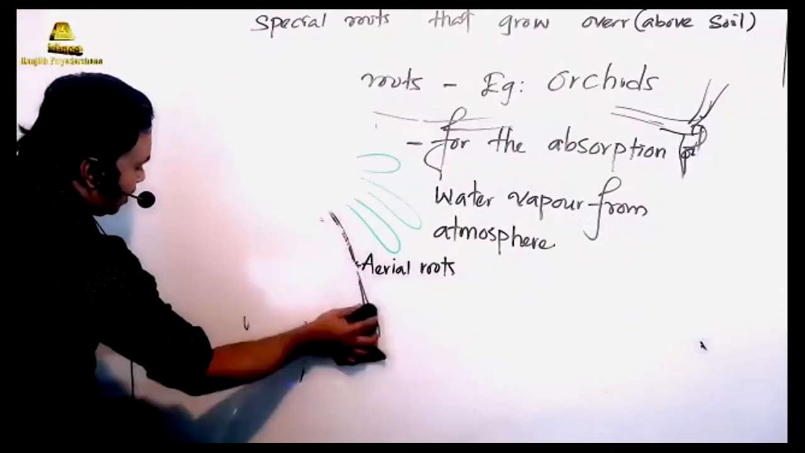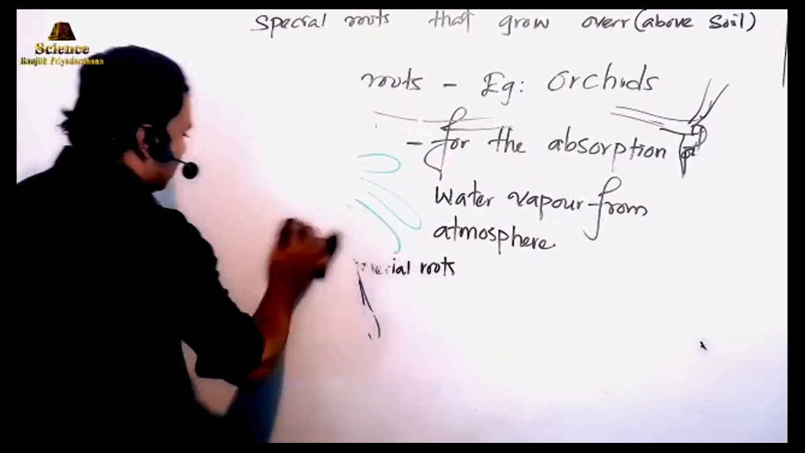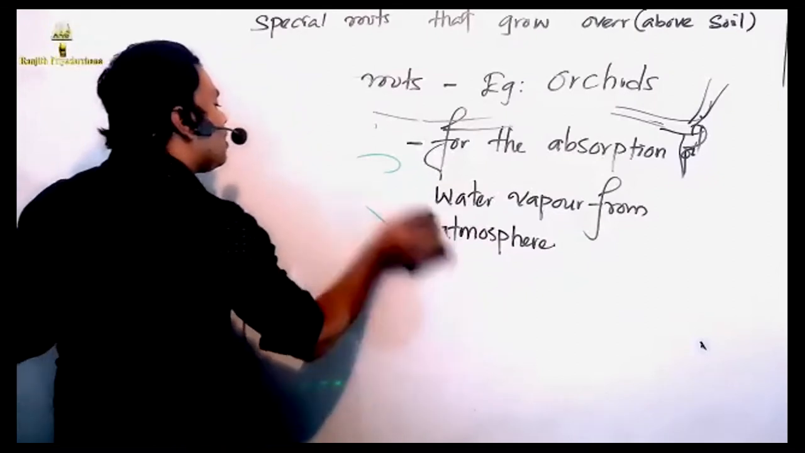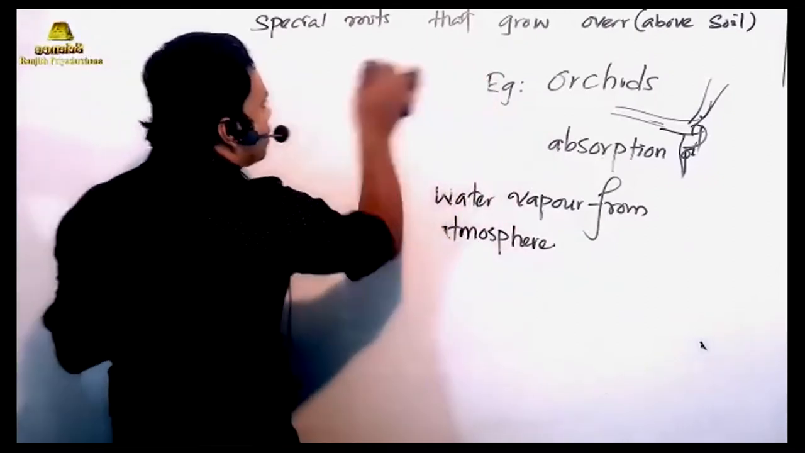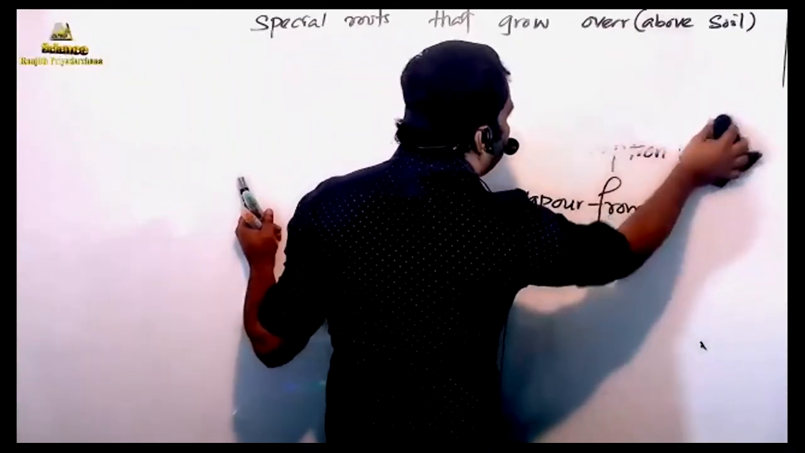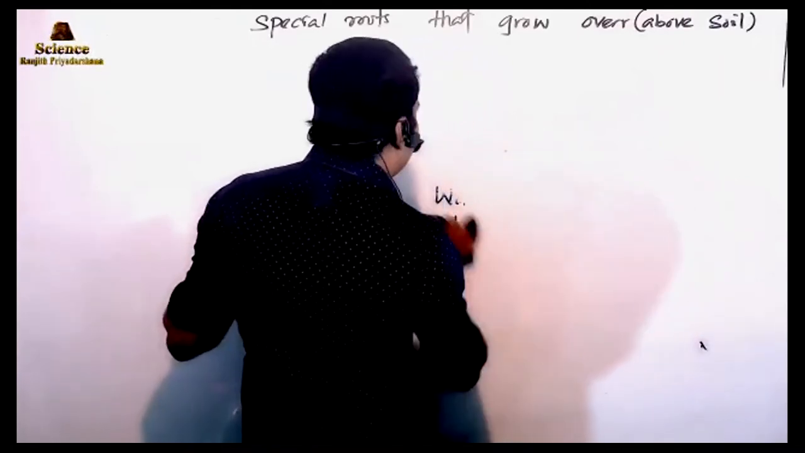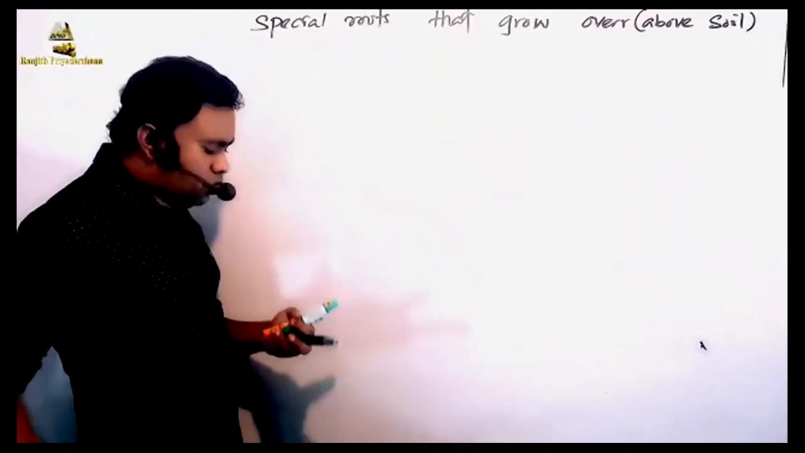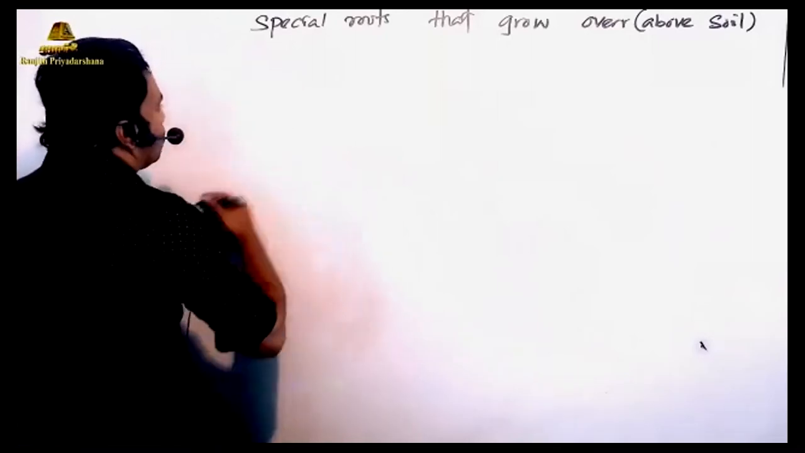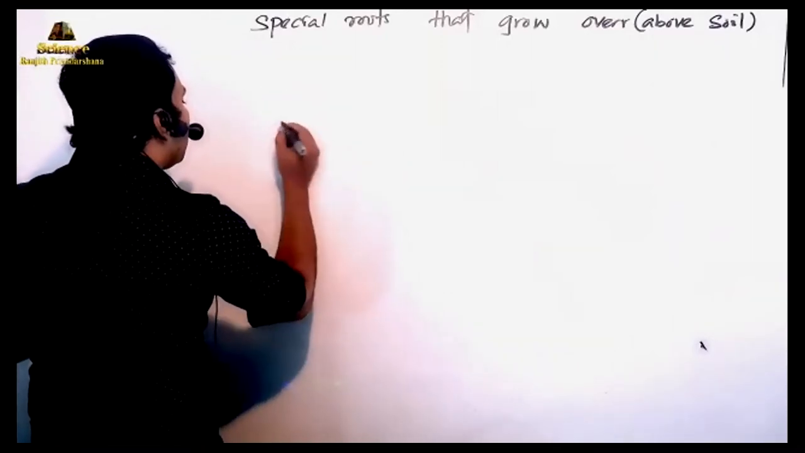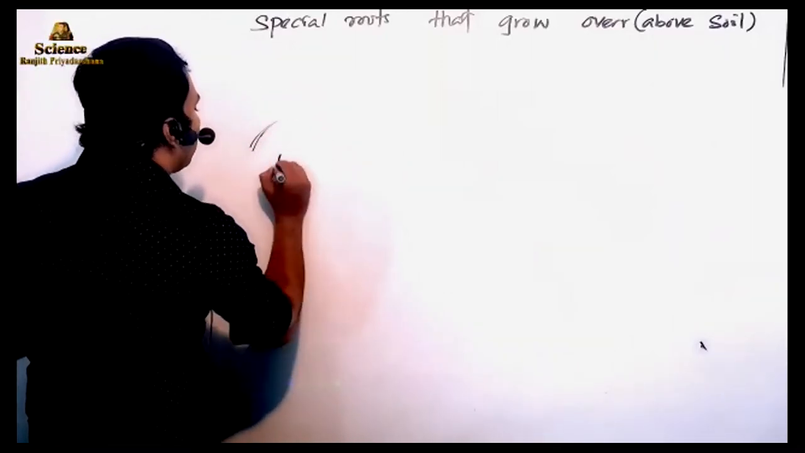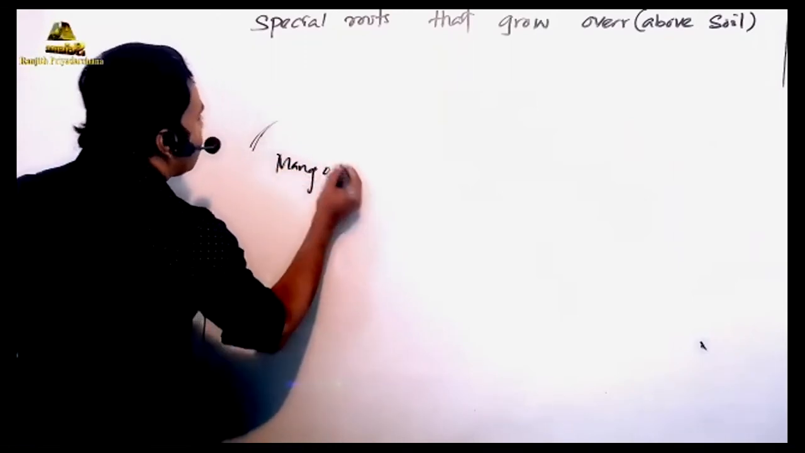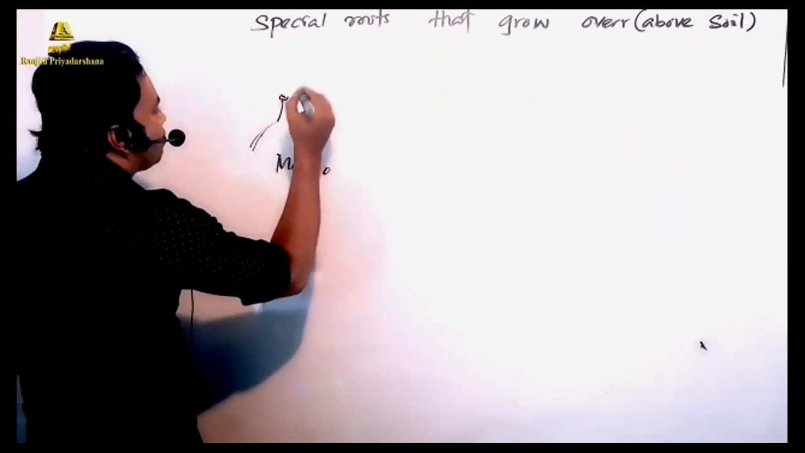There are male plants and separate female plants. Some plants have both male and female parts in the same plant. Take mango, for example. A mango tree, that's where both flowers exist.